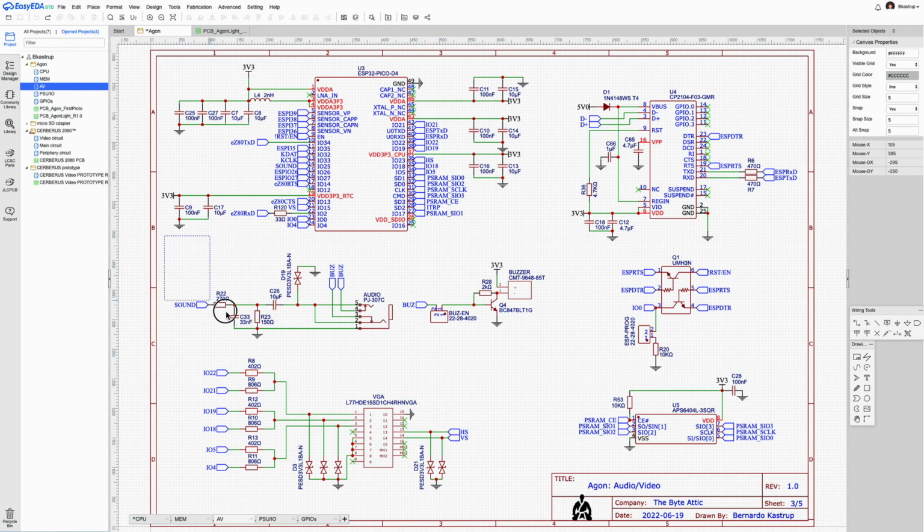This is the sound circuitry. The sound is produced by the ESP32. It comes from this pin 14, which is IO25 of the ESP32, connects here. And then you basically just have a little filter to make the sound more pleasant to hear. So this is just an RC filter to condition the audio signal.